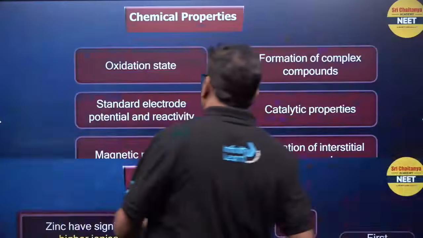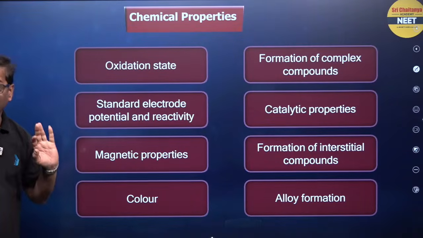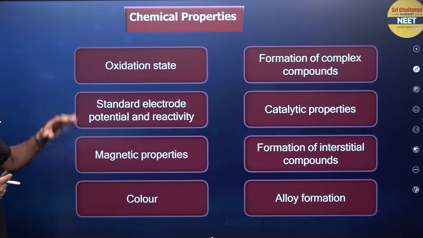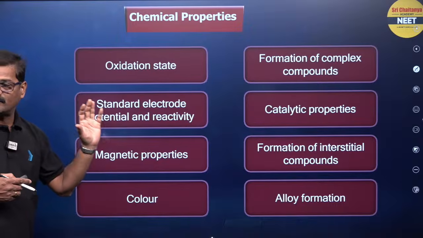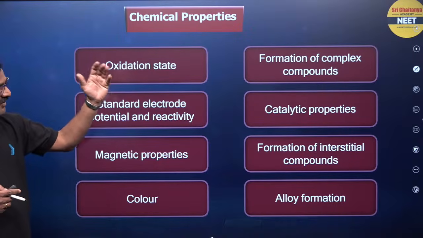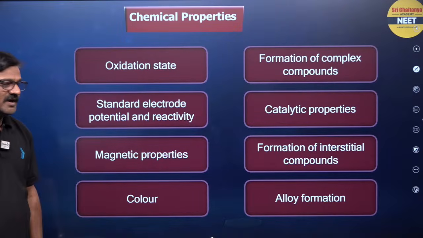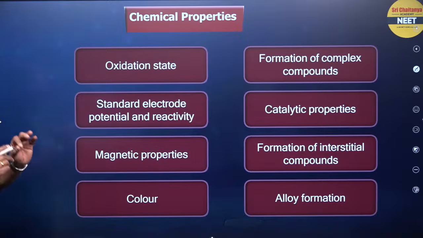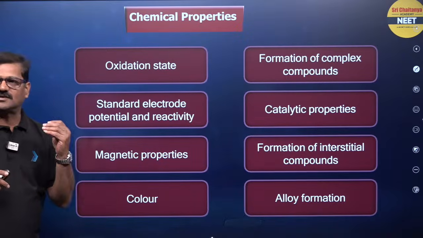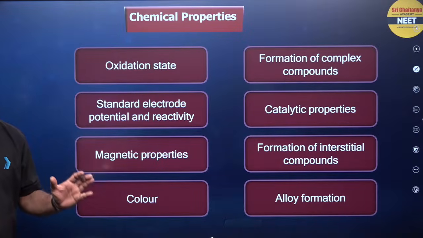So moving ahead here, oxidation states. The chemical properties are: oxidation state, standard electrode SRP values and magnetic properties, color, formation of complexes, catalytic properties, formation of interstitial compounds, alloy formation. Simply, you are asked to write short notes on the characteristic properties of the transition elements. You have to write just these 8 points.